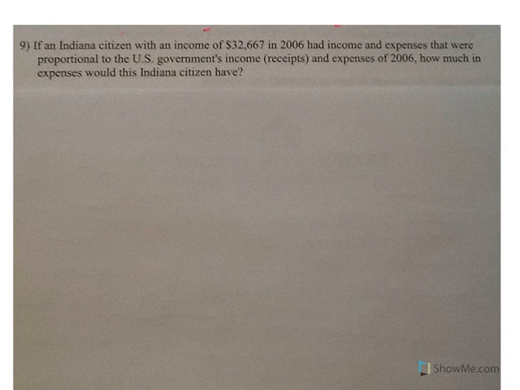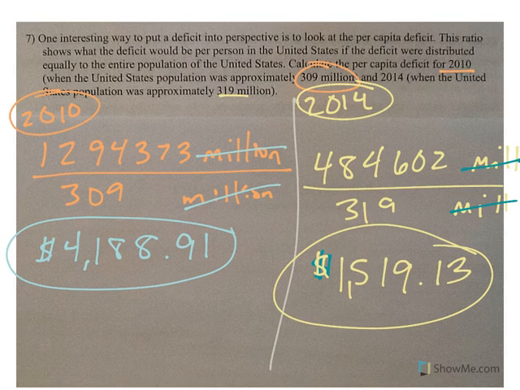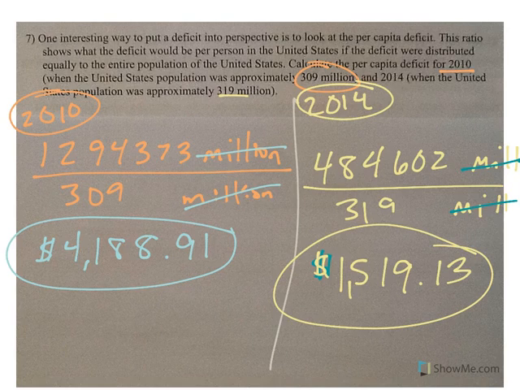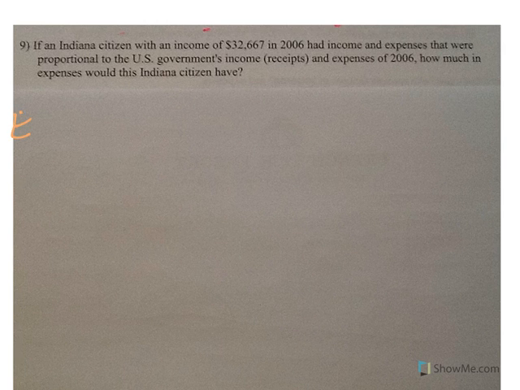Let's do this again for 2006. If an Indiana citizen with an income of $32,667 in 2006 had income and expenses that were proportional to the U.S. government, how much would the expense of the Indiana citizen be? Okay, so we're going to go back to that table. There we go. We're going to look at 2006. So these are the numbers we're going to use now. Expenses over income. Again, I'm going to put expenses on top, income on the bottom.